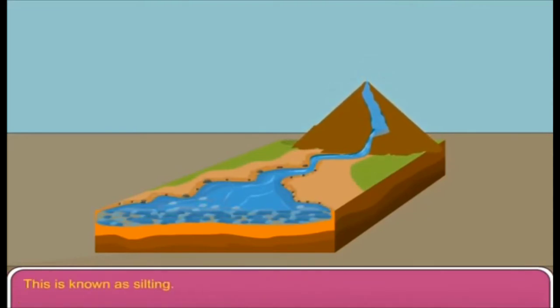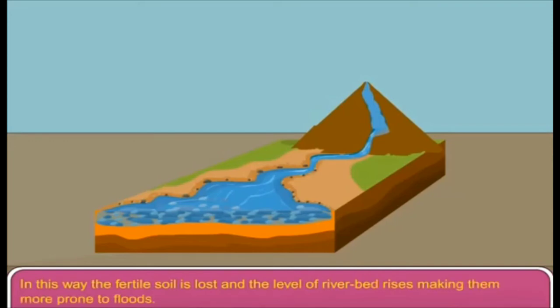Now, this process is called silting. In this way, the fertile soil is lost and the layer of the riverbed rises, making them more prone to floods.